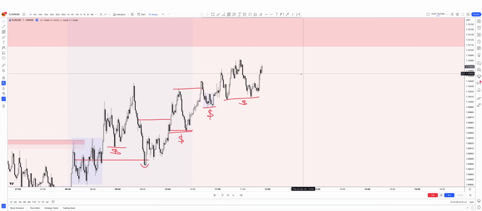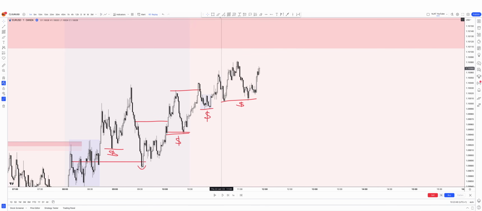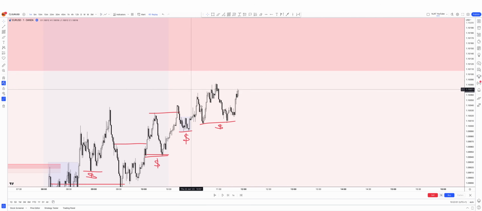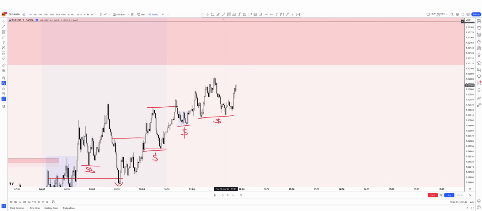Now we can also see that price is starting to slow down here. So we can see here that price is moving very aggressively to the upside with these legs. Now these legs are starting to get a bit shorter, right? We're starting to move into more of a ranging structure, which means price is starting to slow down. So we're starting to create new orders into the market.